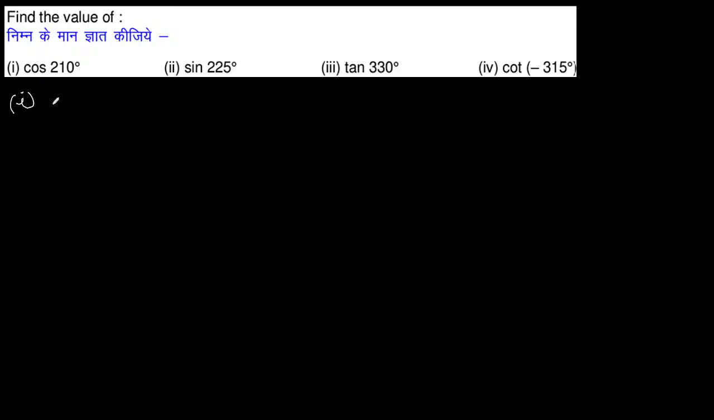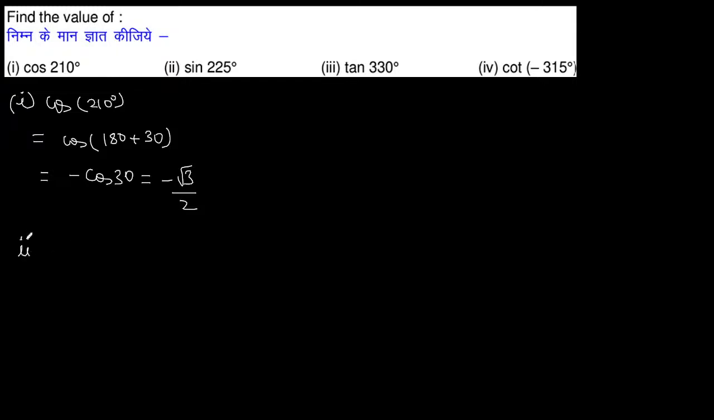Question 1. Cos 210 degree, which is nothing but cos 180 plus 30. Cos 180 plus 30 is nothing but minus cos 30, which is nothing but minus root 3 by 2.